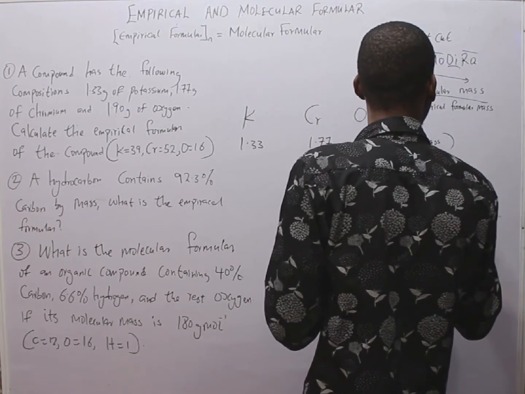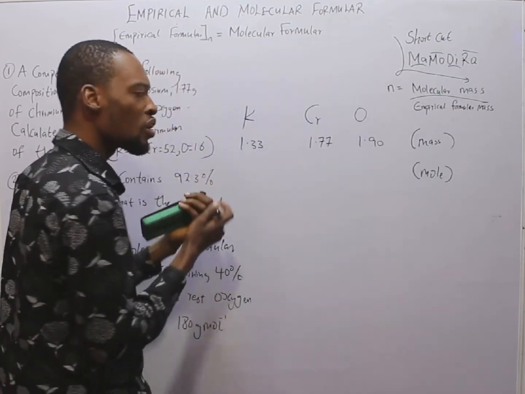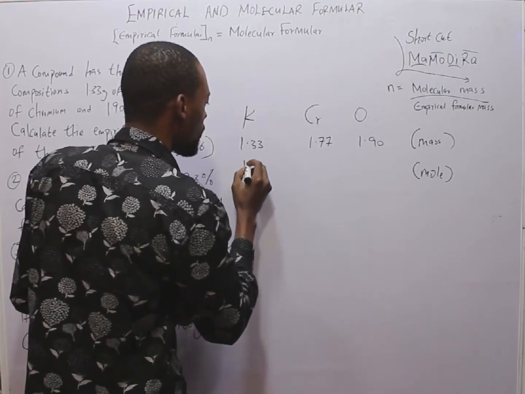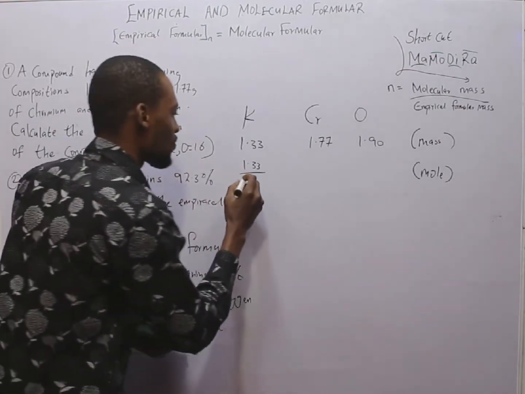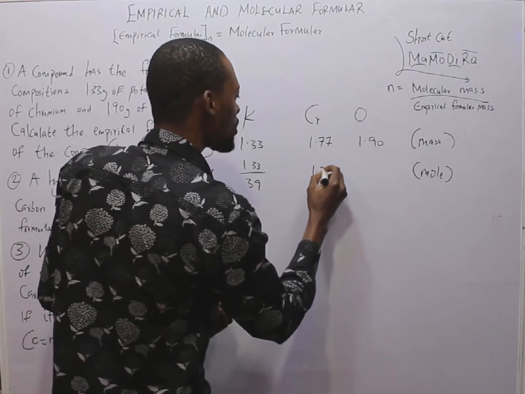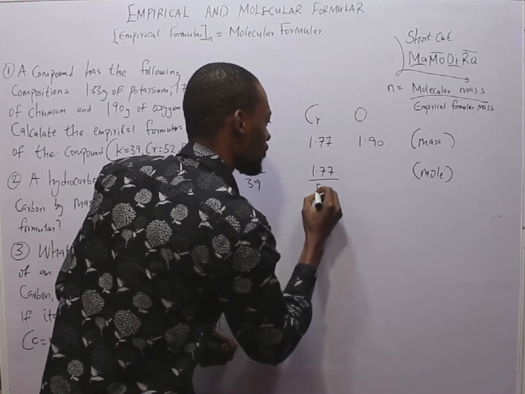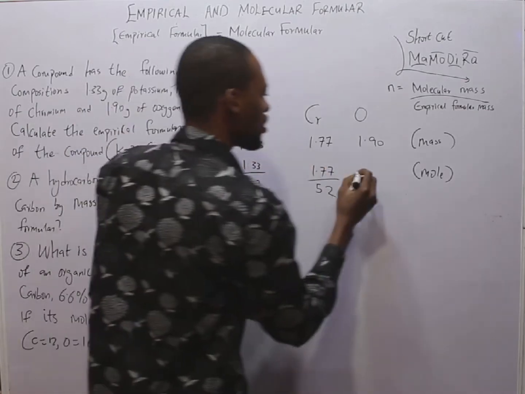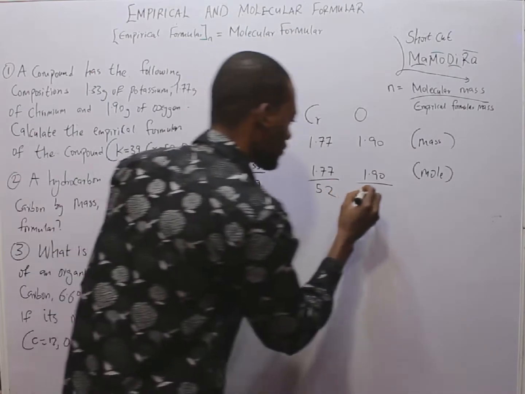Next is mole. We find the number of moles. The number of moles is mass over molar mass. So the number of moles of potassium is mass 1.33 over molar mass of potassium 39. The number of moles of chromium in this case is mass 1.77 over the molar mass 52. The number of moles of oxygen is the mass of oxygen 1.90 over the molar mass 16.